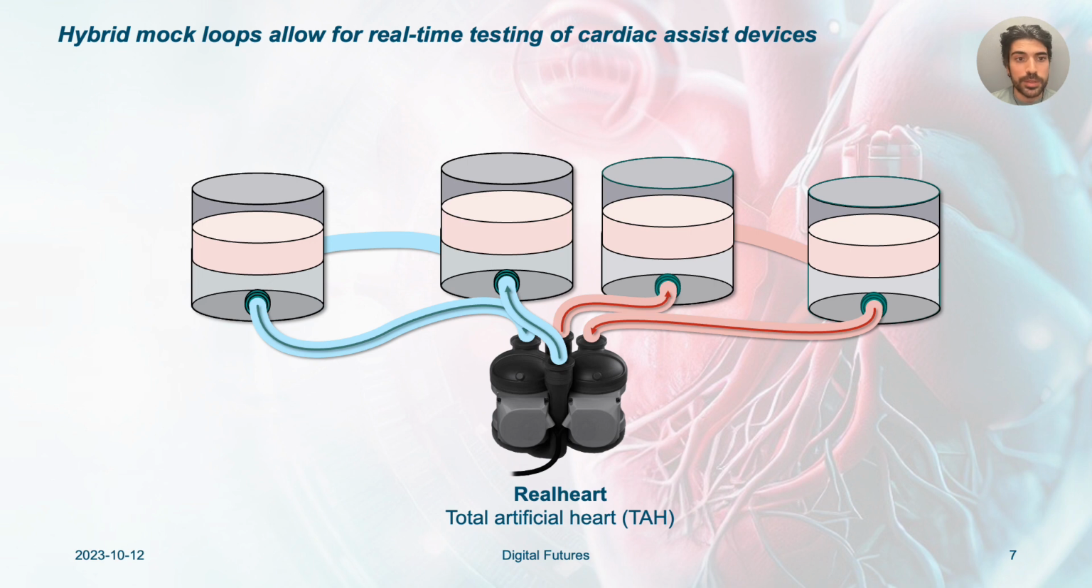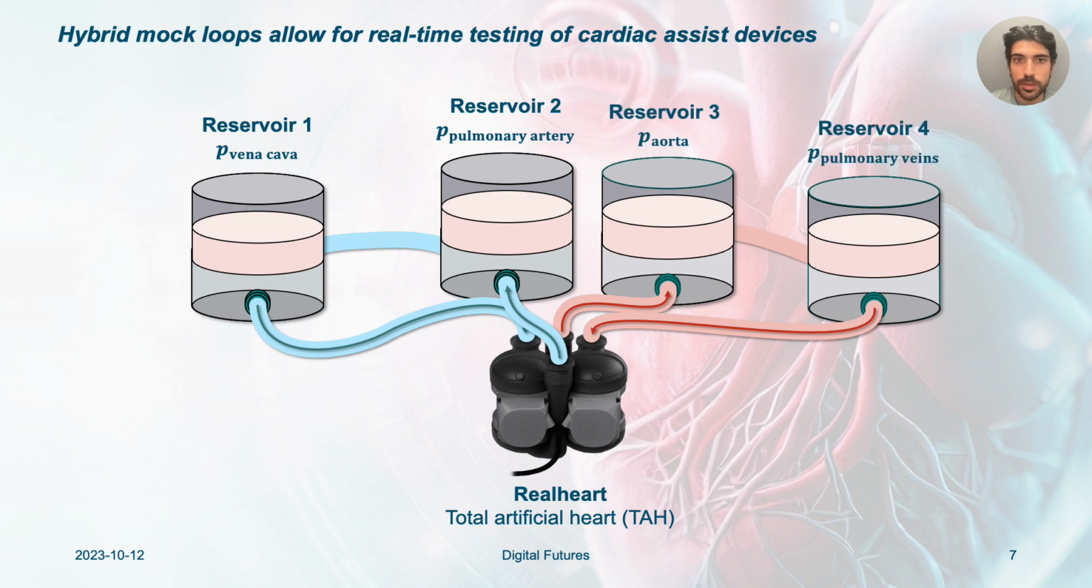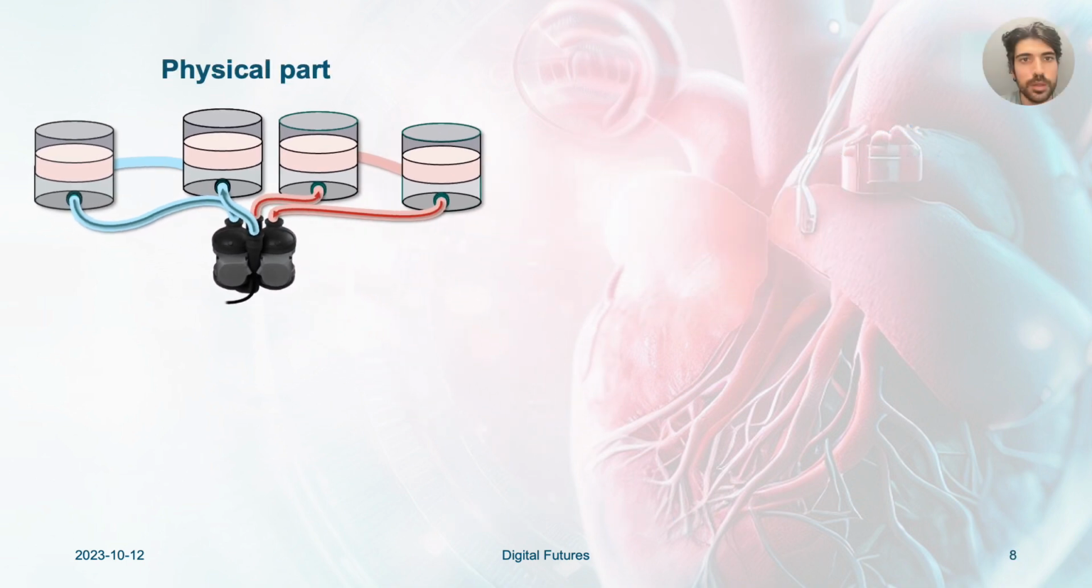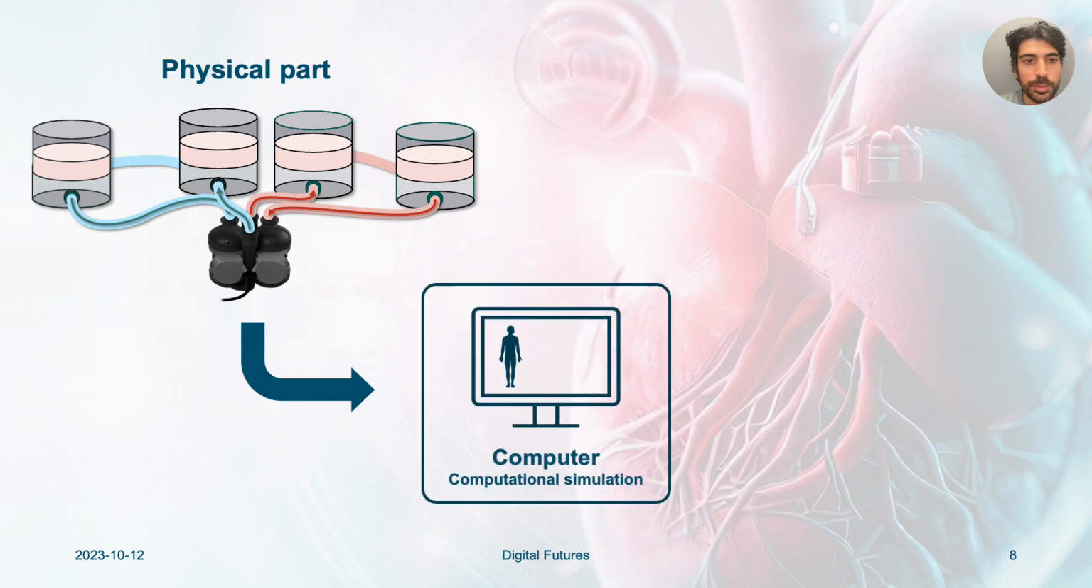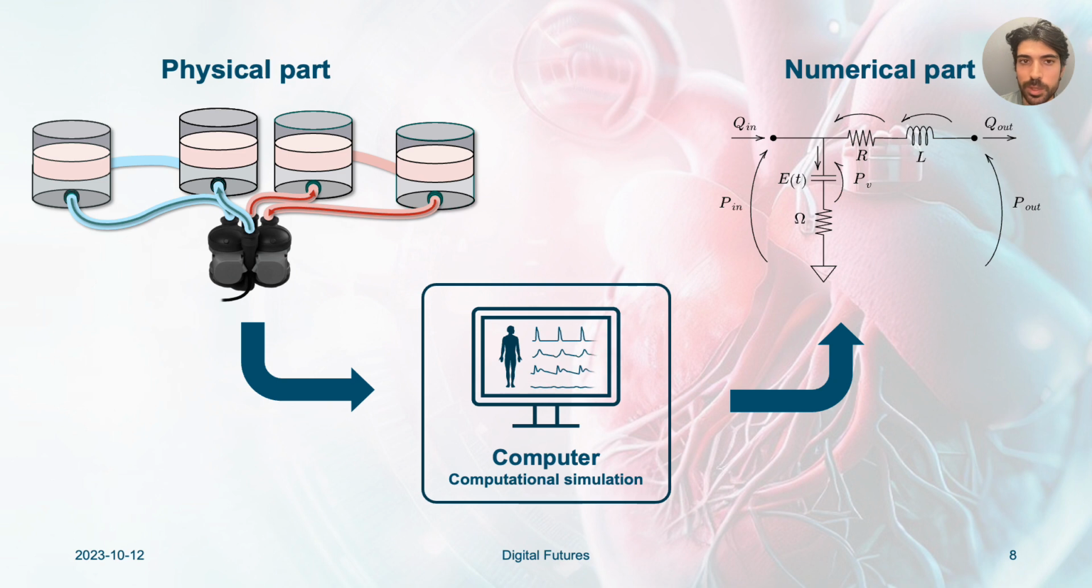The device under test, in this case the total artificial heart, is placed in series with the pressure control reservoirs, each chamber representing the physiological pressure to be applied at each inlet and outlet of the total artificial heart. The operation and the functioning of the physical part, represented by the hydraulic components and the device under test, is controlled by a computer on which a numerical simulation of the cardiovascular system of a specific patient is running simultaneously.